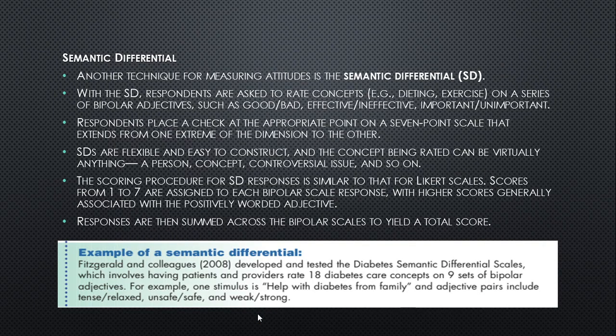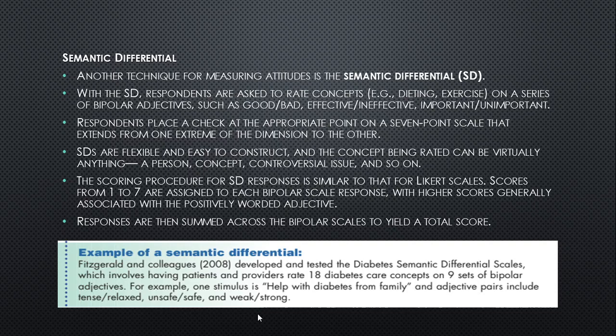Okay, moving on, the semantic differential. Another technique for measuring attitudes is the semantic differential, or the SD. With the semantic differential, respondents are asked to rate concepts, for example, dieting or exercise, on a series of bipolar adjectives such as good or bad, effective or ineffective, important or unimportant. Respondents place a check at the appropriate point on a 7-point scale that extends from one extreme of the dimension to the other.